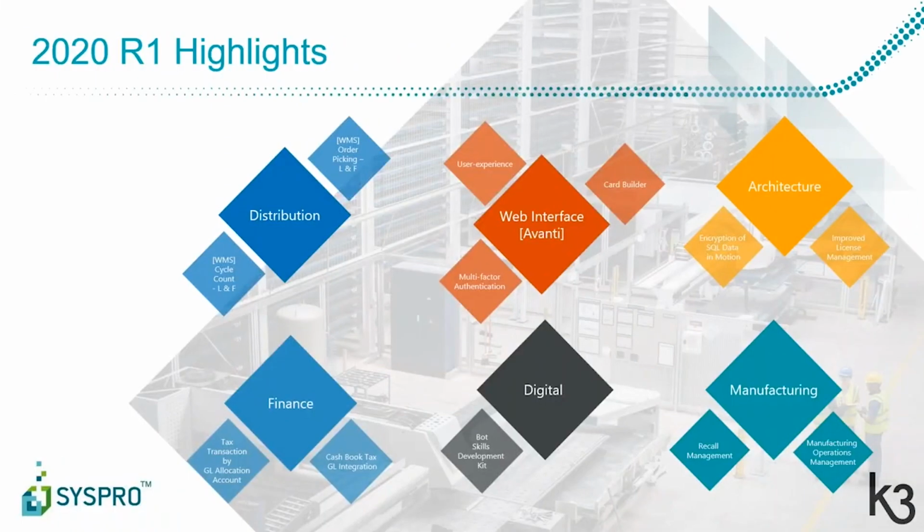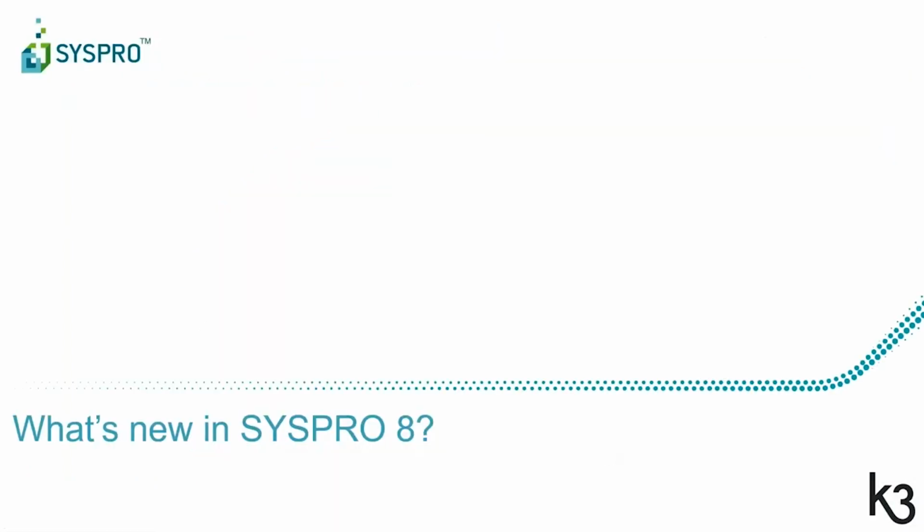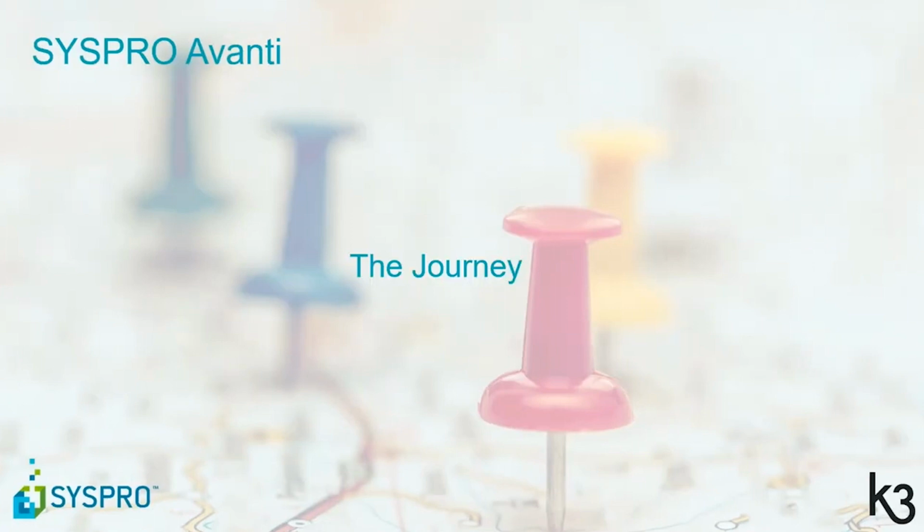And of course, in our latest release that's fresh off the press, we've improved on some warehousing functionality with the distribution. With cycle counting and order picking, we've introduced the concept of a lost and found warehouse. We've improved the Avanti interface. The architecture has also been augmented. Some additional changes were introduced on the recall side of manufacturing, and some further finance and digital improvements are there as well. So without further ado, let's jump into what's new in SYSPRO 8.